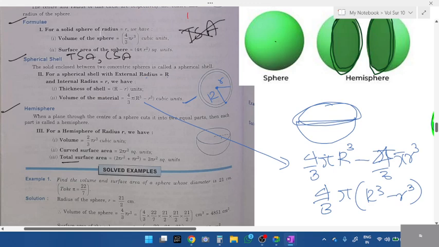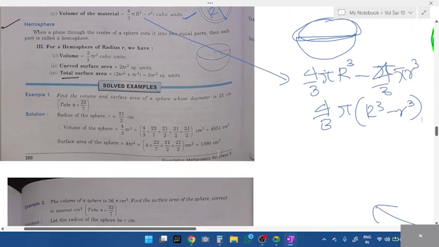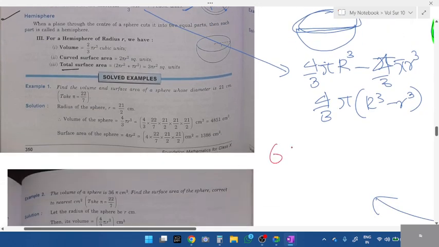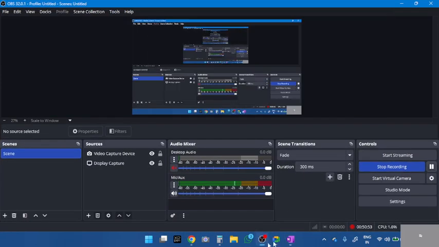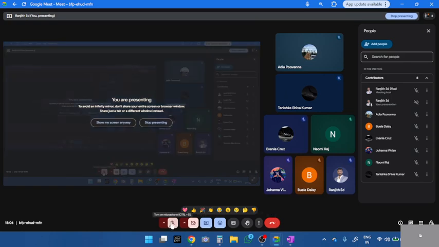Okay, very interesting topic. Next, hemisphere. Hemisphere when you cut open. We'll do one thing. Take a break. After the break, we'll continue with hemisphere. Take a break up to 6:05. Okay, all of you are online. Shall we continue? Next one.